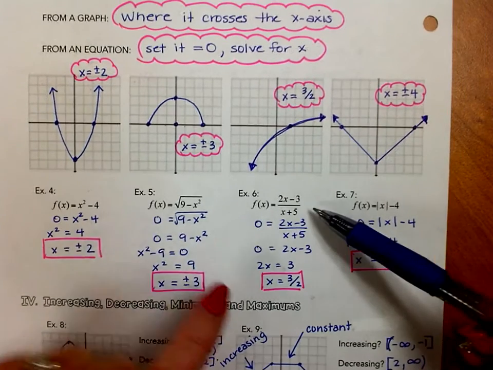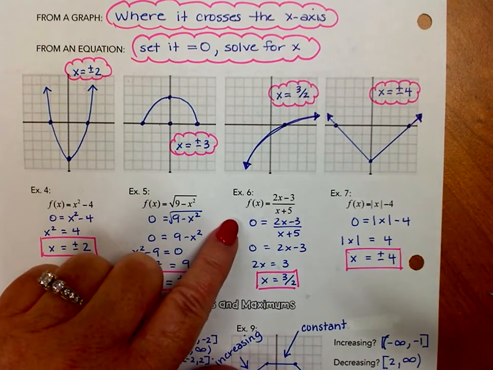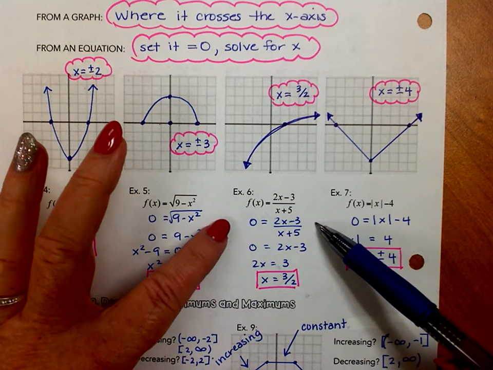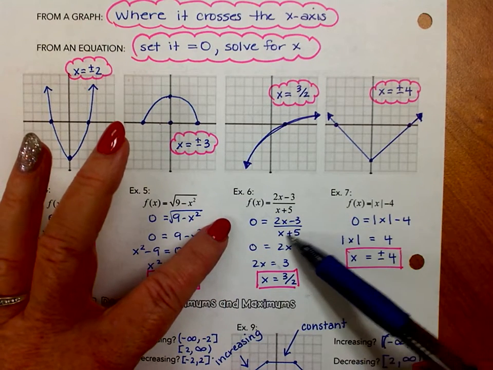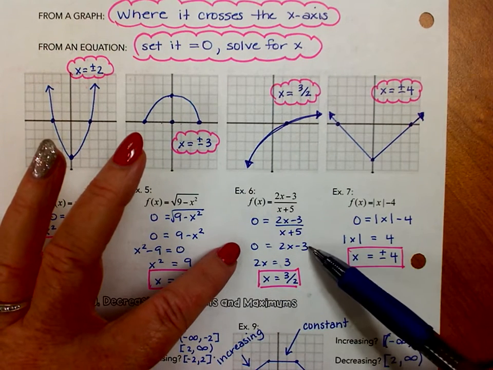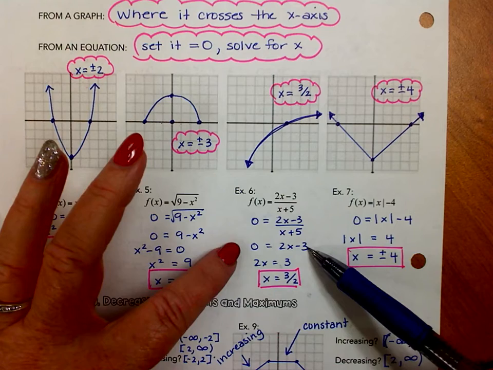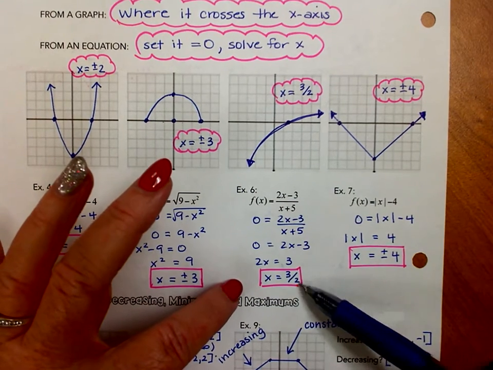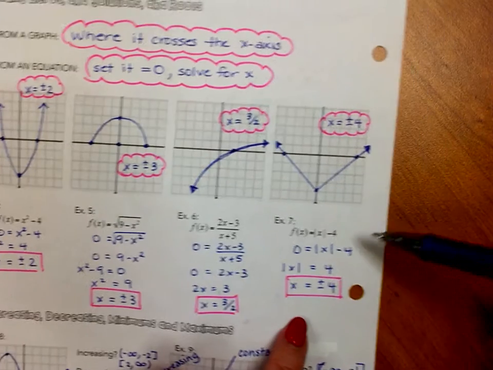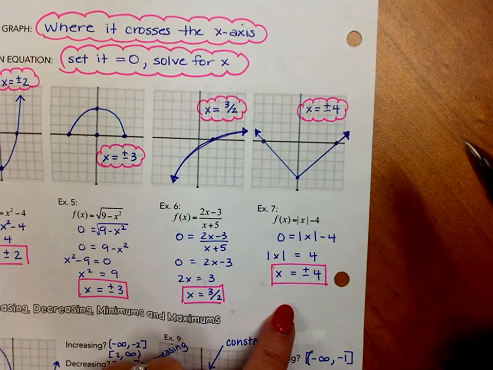This one, the rational equation, I set it equal to 0, and then I multiplied both sides by x plus 5, getting rid of my fraction on this side, and I still have 0 on this side. I move the negative 3 over, solve for x, and I get x is equal to 3/2, just like up here on the graph.